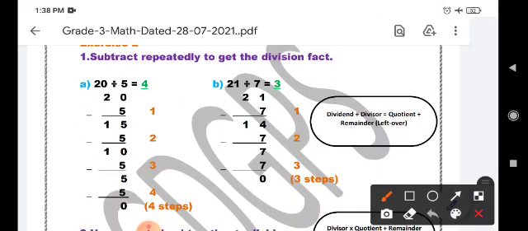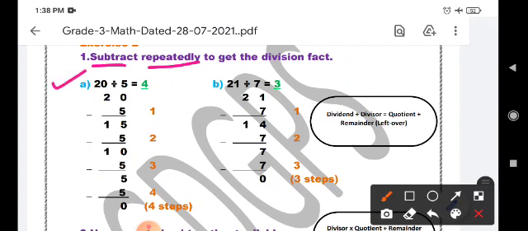The first question of our second exercise is subtract repeatedly. What is repeated subtraction? That is division indeed, to get the division fact. So we are going to solve this division problem by repeated subtraction, in order to make ourselves well understood that actually division is repeated subtraction. So let us solve the first question.